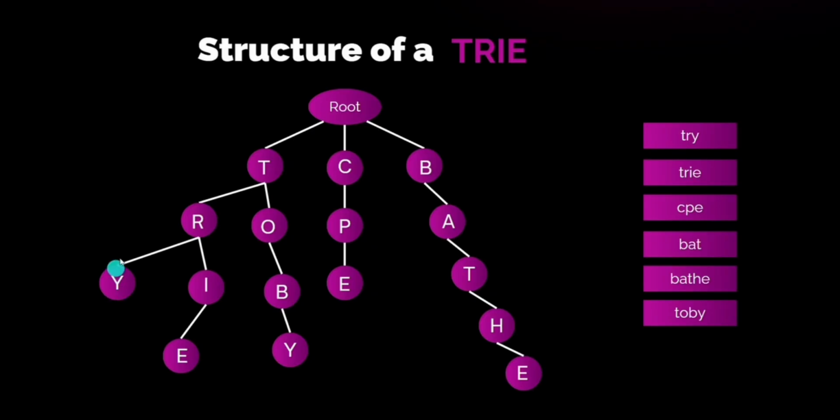It's not shown here, but it's supposed to be in the code. And the next is try, T, R, and then it's not Y. Let's try. So it goes here, I, and then E. And another Boolean indicator that indicates the word try.